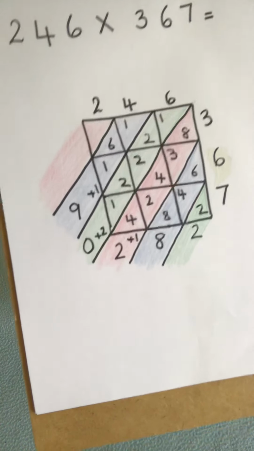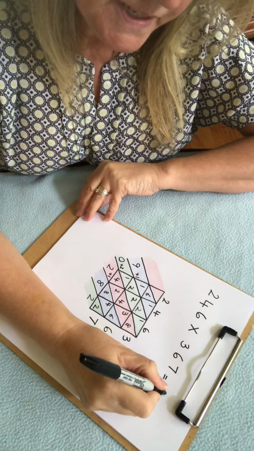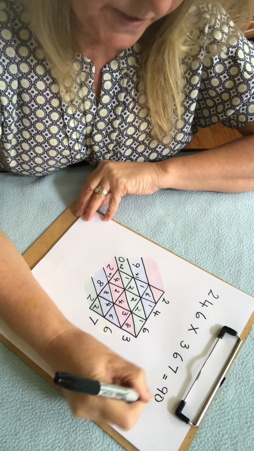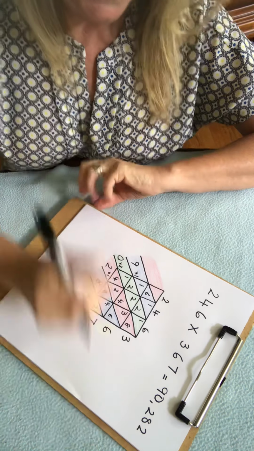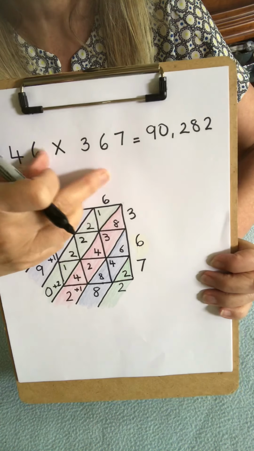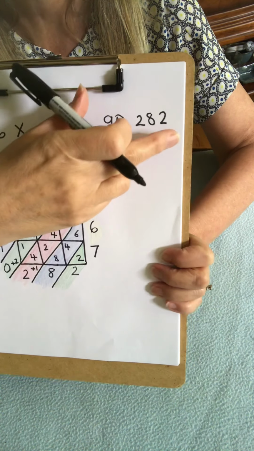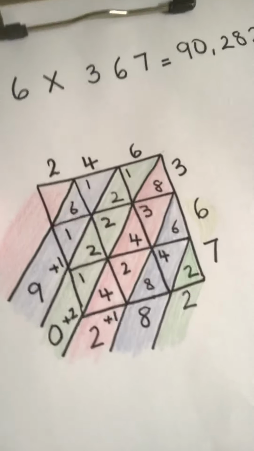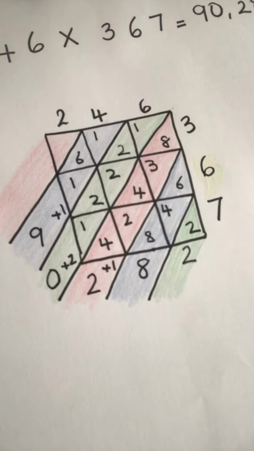So let's see if this worked. It said our answer is 90,282. So when we had 246 multiplied by 367, our answer is 90,282. So I'd like you to try some of these. You can check your answer doing your long multiplication the regular way. And then I would like to show you how to do a 4-digit one.